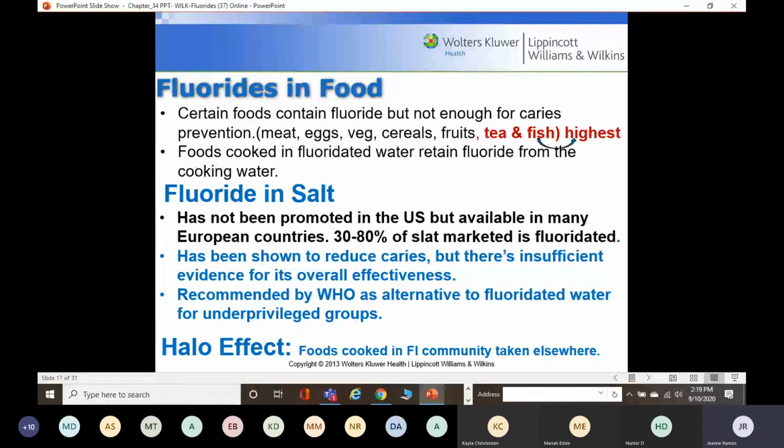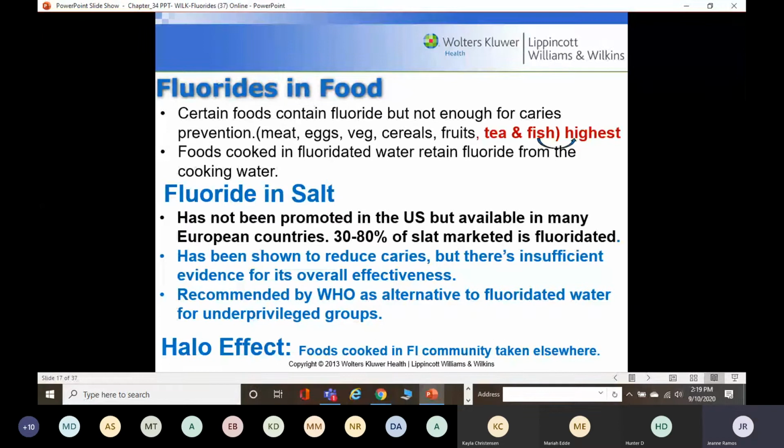Meat, eggs, vegetables, cereals, fruits, tea, and fish. So tea and fish have the highest amounts of fluoride in those foods. Foods cooked in fluoridated water retain the fluoride from the cooking water. So there's a help there.